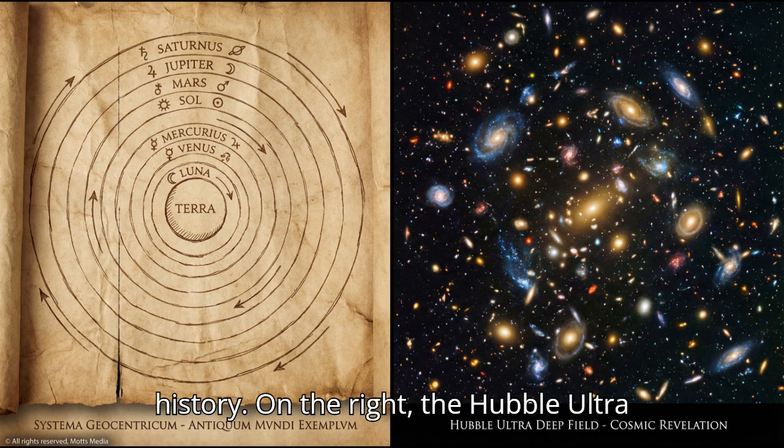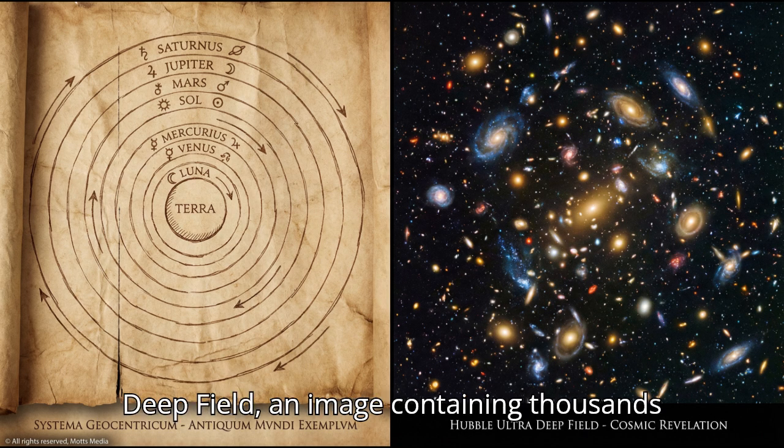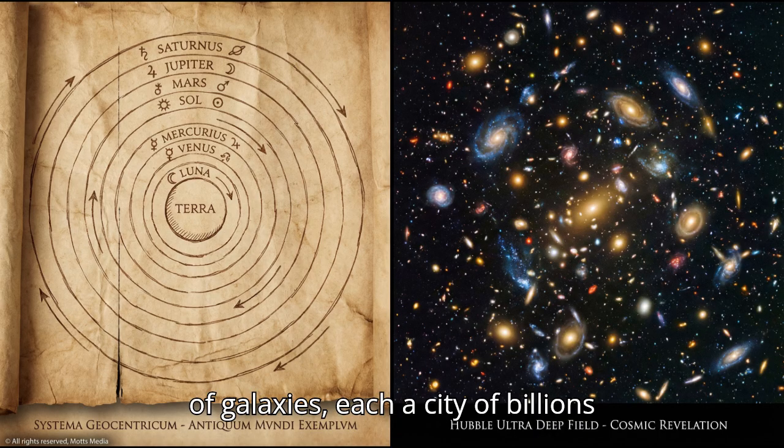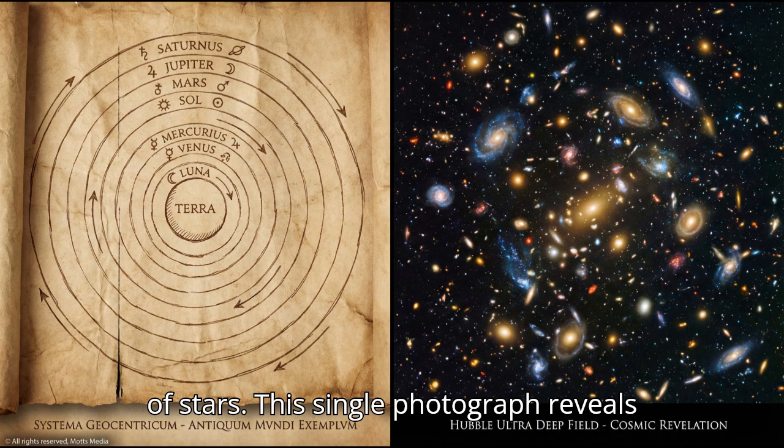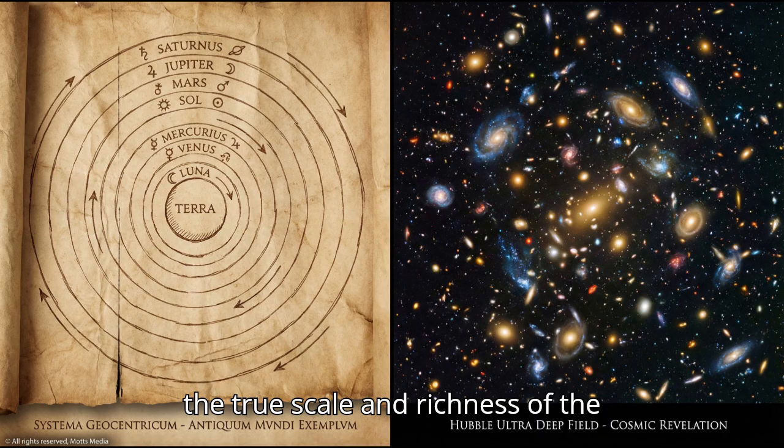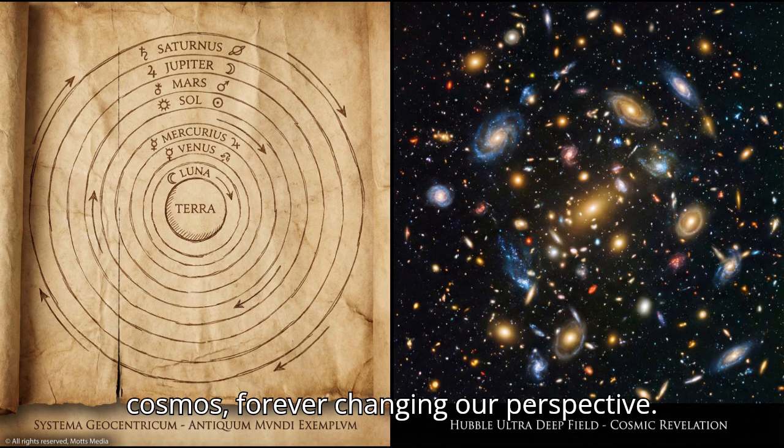human history. On the right, the Hubble Ultra-Deep Field, an image containing thousands of galaxies, each a city of billions of stars. This single photograph reveals the true scale and richness of the cosmos, forever changing our perspective.